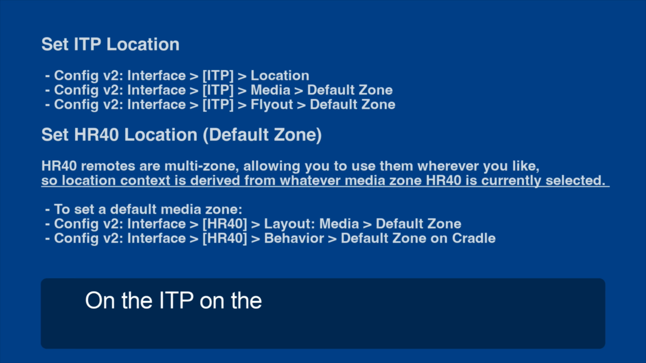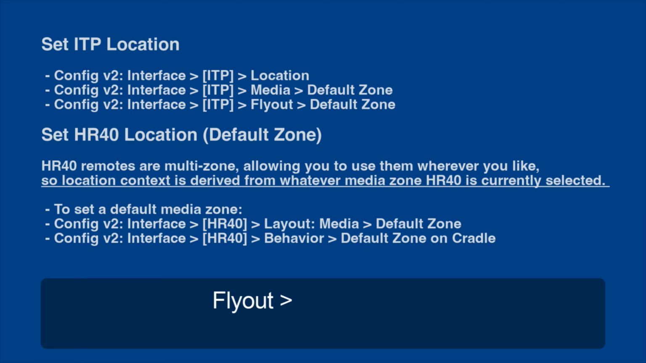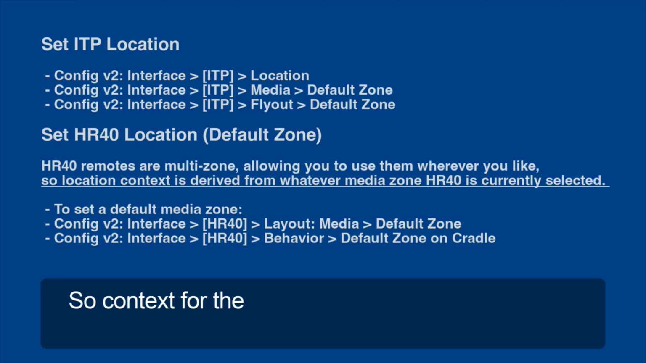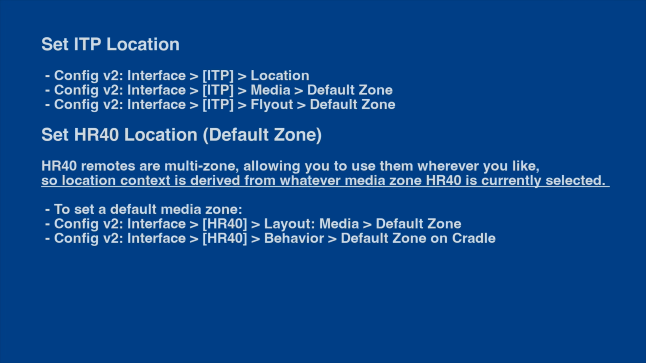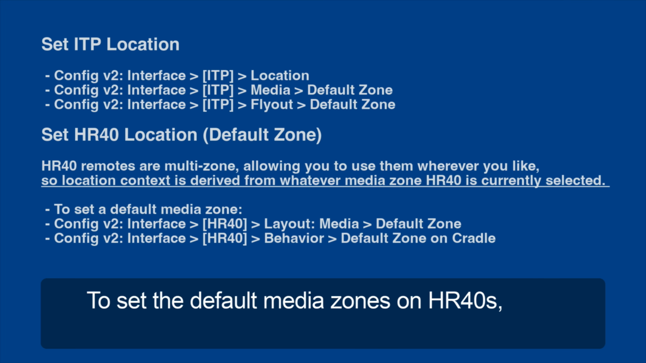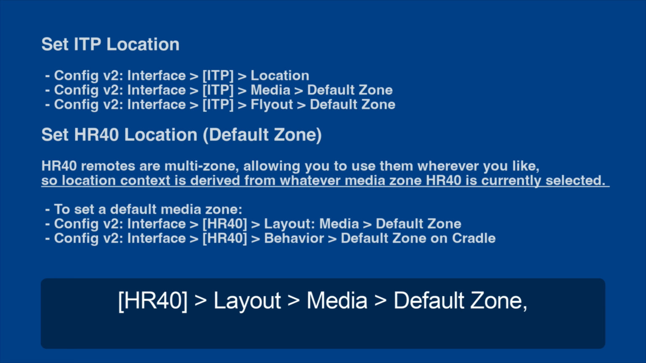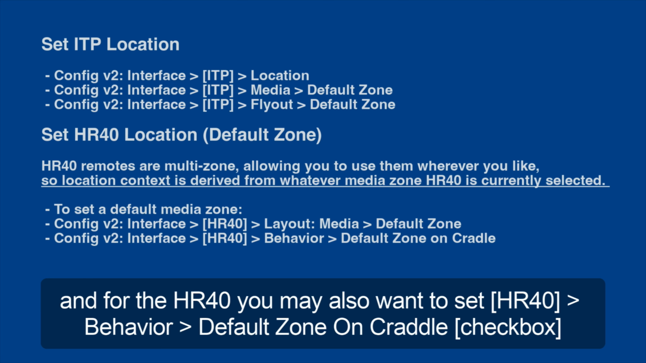On the ITP in the Config V2 Interface tab, set the location, set the media default zone, set the flyout default zone. The HR40s are multi-zone, allowing you to use wherever you like. So context for the location is derived from whatever media zone the HR40 has currently selected. To set the default media zones on HR40s, go to Config V2, Interface, select the HR40, Layout, Media, Default Zone. And for the HR40, you also want to set Behavior Default Zone on Cradle.